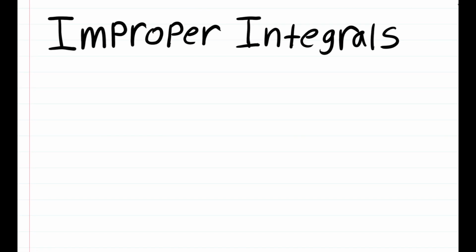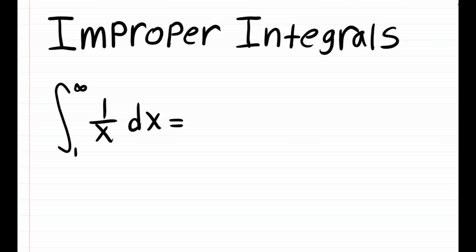Today we'll be taking a look at improper integrals. An improper integral is an integral in which one of the bounds is something irregular. For example, the integral from 1 to infinity of 1 over x dx is an improper integral because infinity as our upper bound is not something we like to see. Well, let's go ahead and evaluate this integral.